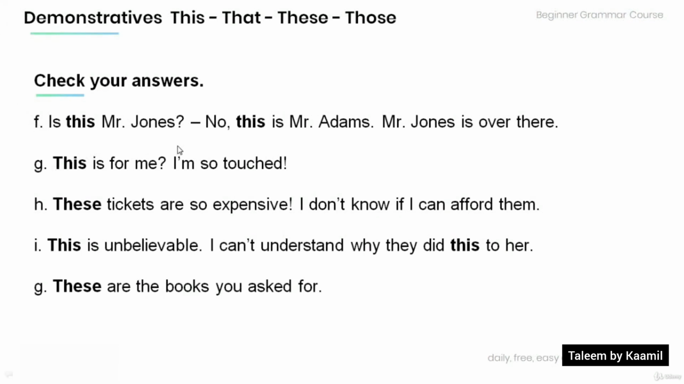Is this Mr. Johns? No, this is Mr. Adams. Mr. Johns is over there. This is for me? I'm so touched. These tickets are so expensive. I don't know if I can afford them. This is unbelievable. I can't understand why they did this to her. These are the books you asked for.